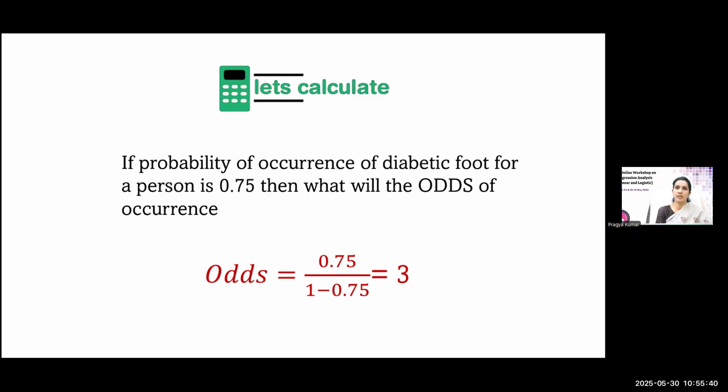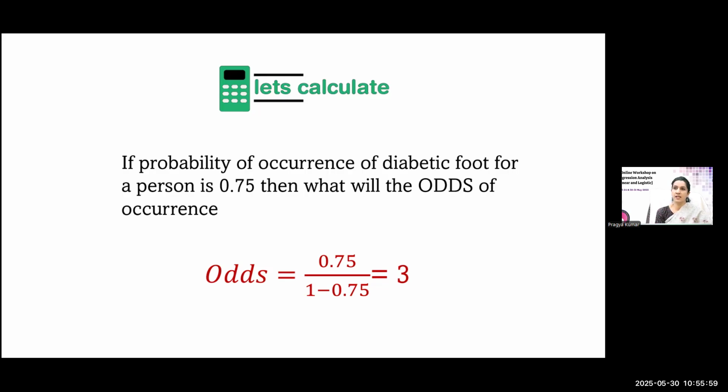If the probability of occurrence of a diabetic foot for a person is 0.75, what will be the odds of occurrence? You can see 0.75 in the numerator and 1 minus 0.75 in the denominator. So it will be 3.